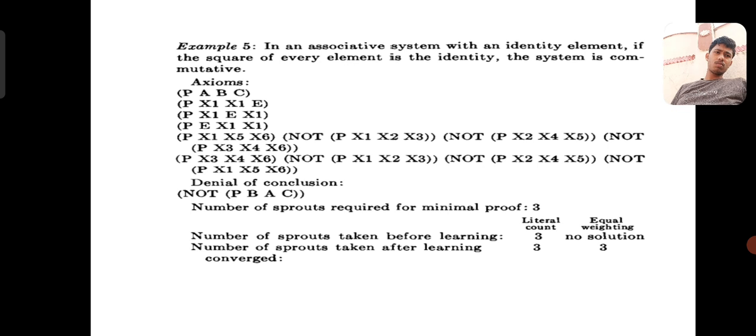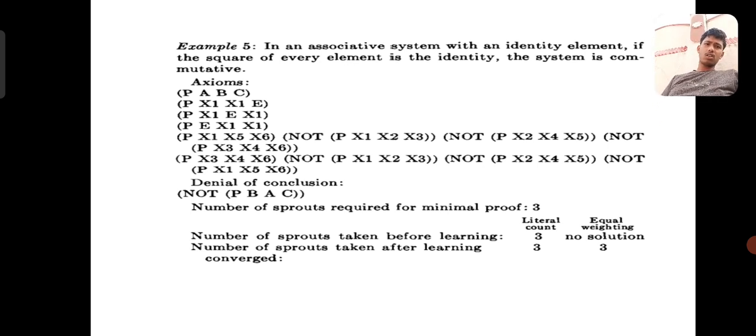In an associative system in which identical elements and the square of every element are identified, the system is commutative, as P(a, b, c), P(x1, x1, e), P(x1, e, x1), P(d, x1, x1), P(x1, x2, x6), not P(x1, x2, x3), not P(x2, x4, x5), not P(x3, x4, x6), P(x3, x4, x6), not P(x1, x2, x3), not P(x2, x4, y), not P(x1, x5, x6).